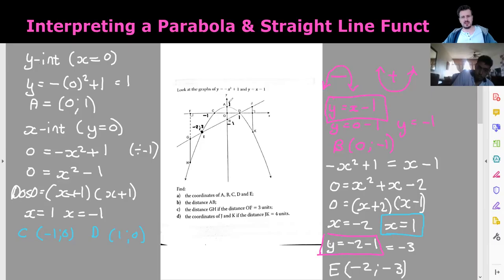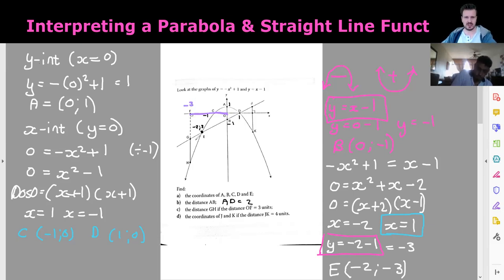Now the distance AB, well, that's just going to be 1, 2, right? Because it goes from 1 to -2. Yep. AB is equal to 2. The distance OF is 3 units. So OF, I'm going to do it in purple. If OF is 3 units, because it comes from the origin, that would mean that this point here is -3.